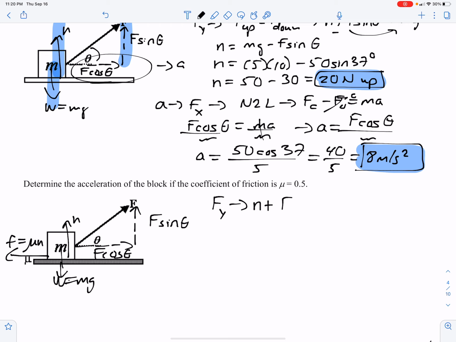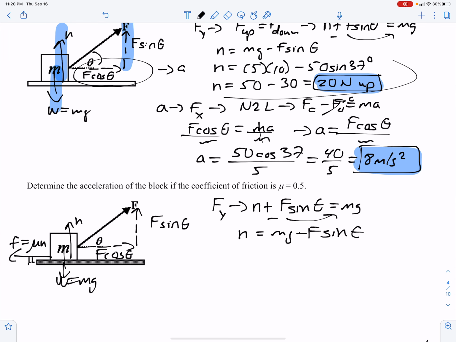Normal force plus F sine theta balance your weight. Subtract F sine theta to the other side. Normal force equals mg minus F sine theta. Since everything's the same, I'm just going to plug in and use what we had before, which was 20 newtons going upward. So that didn't really change. And that's actually not an answer we're trying to find, but we need it to solve the problem.